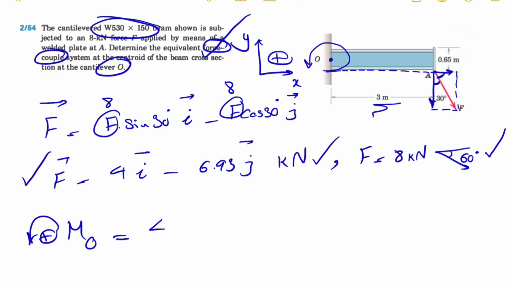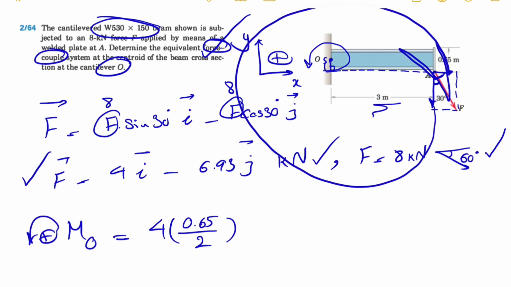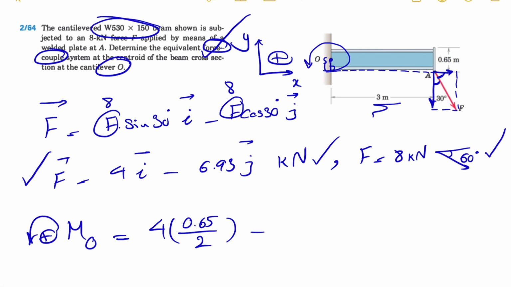We know that component is 4, and the perpendicular distance from O to the line of action is, since the point O is at the centroid of the beam, we just have to divide 0.65 by 2, and that's going to give us half of the beam. So that's the moment of the X component. If we look at the Y component, we'll see that this is going to make a moment in this direction. So it is a clockwise moment, so we have a negative sign. Negative, we found the component is 6.93.